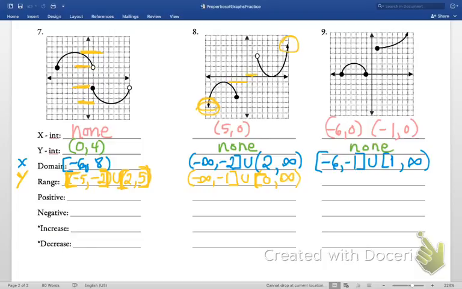Now let's look at number 9. How low does it go? Now it goes from 0 to 2, and then I start back up at 5, and I have an arrow. So I go from 0 to 2, and then 5 to infinity. Infinity gets a parenthesis, 5 is closed, 2's included, and 0 has a closed dot.